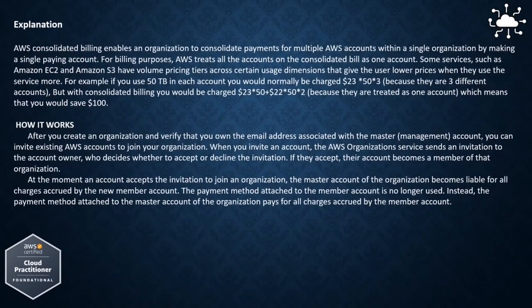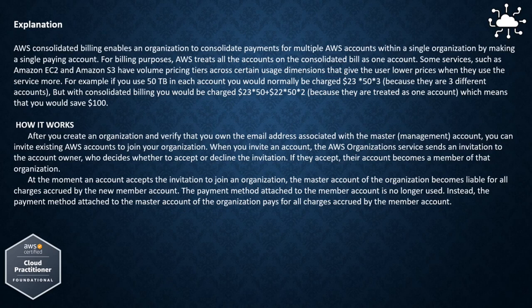Explanation. AWS Consolidated Billing enables an organization to consolidate payments for multiple AWS accounts within a single organization by making a single paying account. For billing purposes, AWS treats all the accounts on the consolidated bill as one account. Some services, such as Amazon EC2 and Amazon S3, have volume pricing tiers across certain usage dimensions that give the user lower prices when they use the service more.